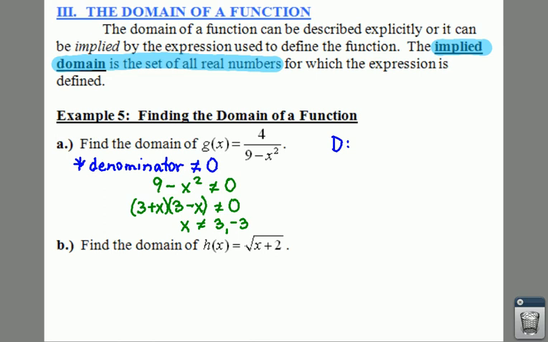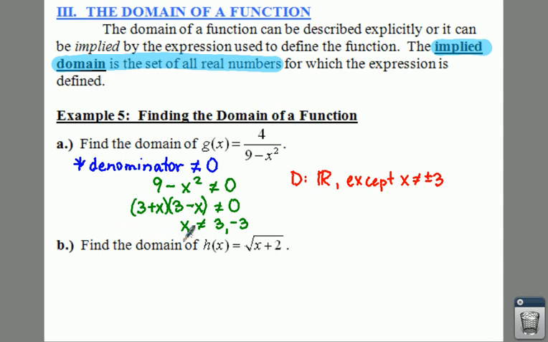So then finally, when you write your domain, what you would say for your domain would be all real numbers, which you can abbreviate with a double stick R, except x cannot be equal to plus or minus 3. So that is how you would state your domain if you have a fraction.